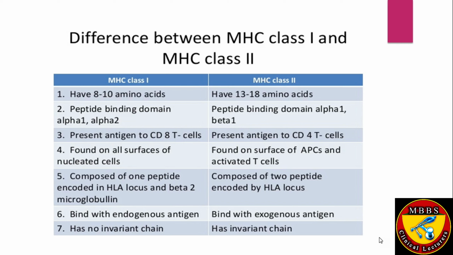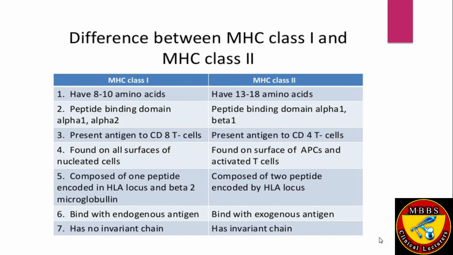MHC class 1 presents antigen to the CD8 T cells, meaning they are associated with CD8 T cells, while MHC class 2 is associated more with the CD4 T cells. MHC class 1 is found on all nucleated cells, while MHC class 2 is found on the surfaces of antigen presenting cells, mostly macrophages and dendritic cells, and also on the surfaces of activated T cells. The class 1 proteins are composed of one peptide, which is encoded in the HLA locus, and beta 2 microglobulin, as I have shown you in the picture.